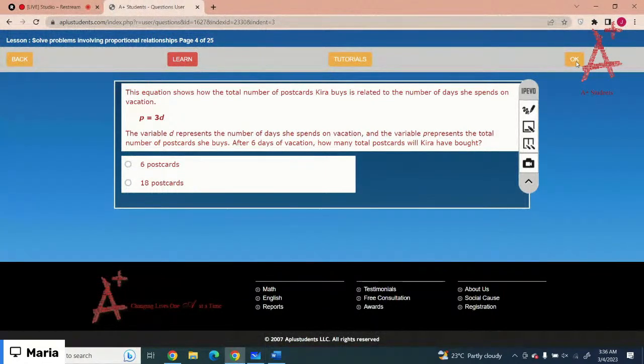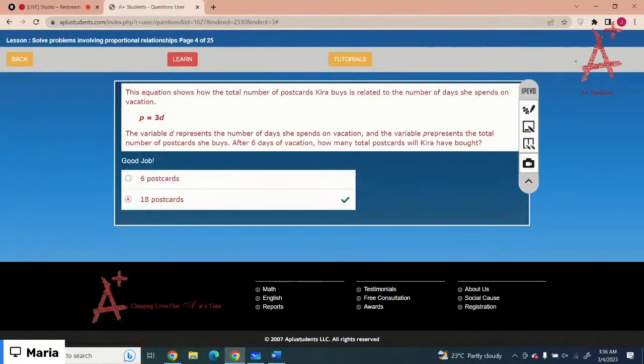So you need to do 3 times D. Got it? D is 6 days of vacation. So 3 times 6 makes 18. Got it? That means if she has 6 days of vacation, she will buy 18 postcards. Got it?